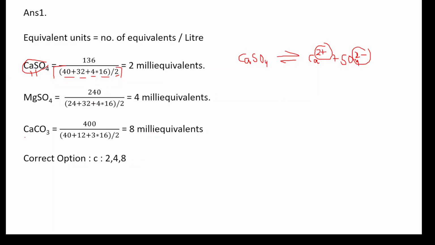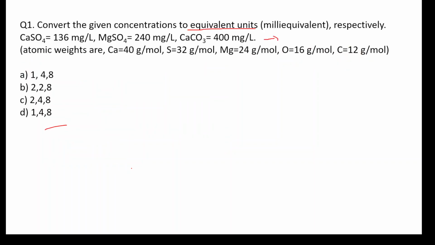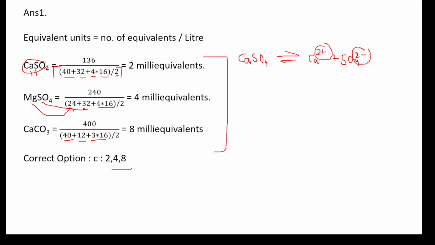Similarly, for MgSO4, 24 is for magnesium, 32 sulfur, and 4 into 16 oxygen. For calcium carbonate, 40 plus 12 plus 3 into 16, divided by 2. So, solving all this, we get 248. So, the correct option is option number C. Please note it down so that we can move forward to the next question.